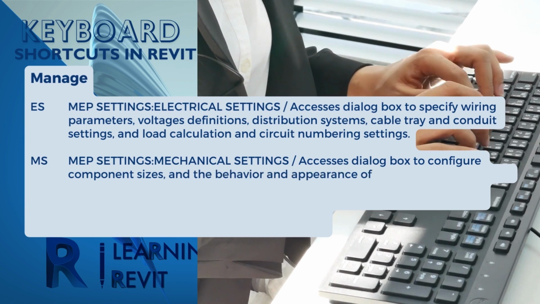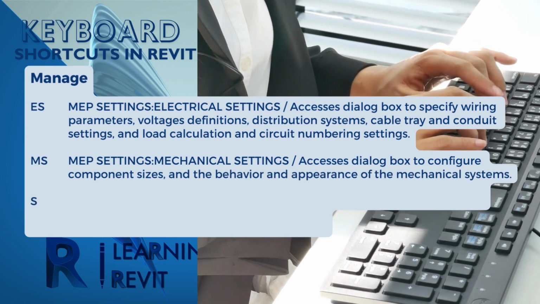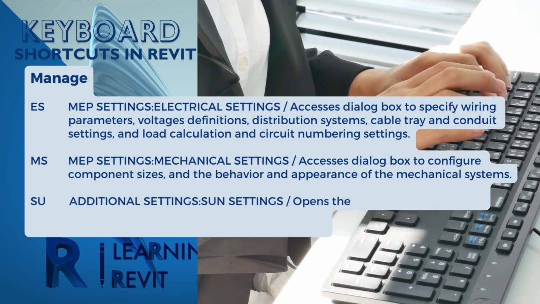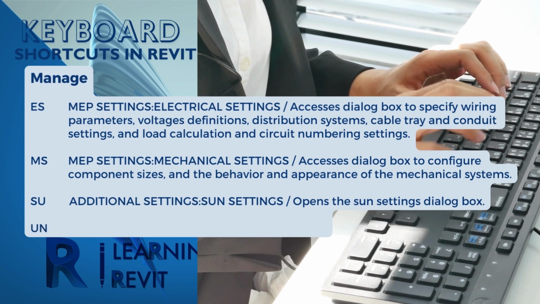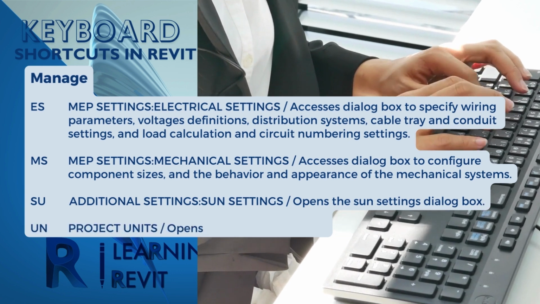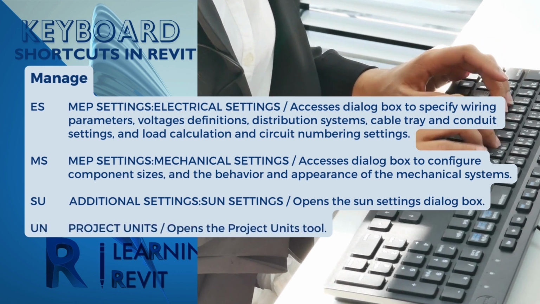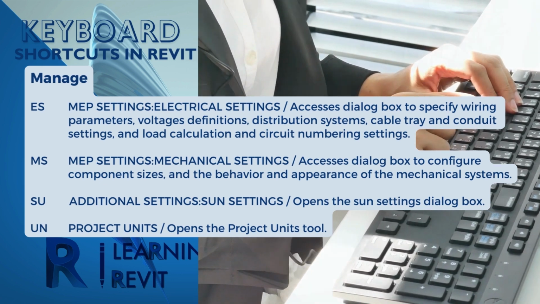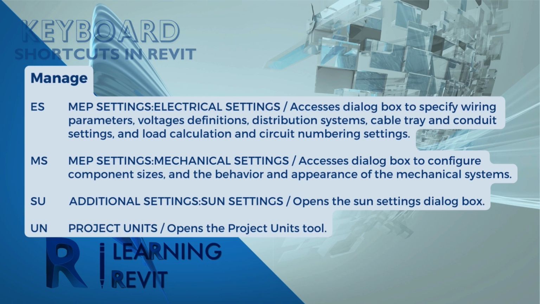MS. MEP settings. Mechanical settings. Accesses dialog box to configure component sizes and the behavior and appearance of the mechanical systems. SU. Additional settings. Sun settings. Opens the Sun settings dialog box. UN. Project units. Opens the Project Units tool.